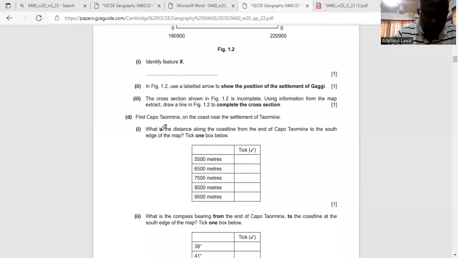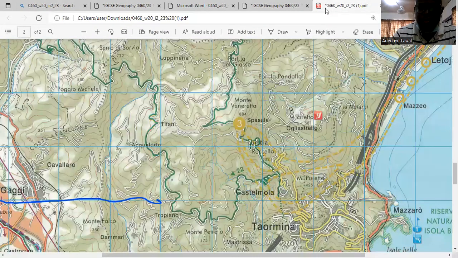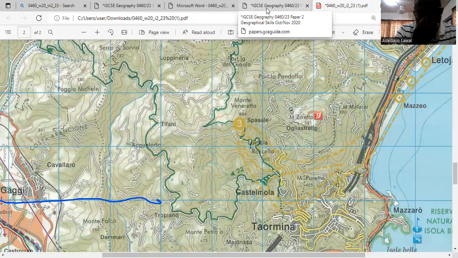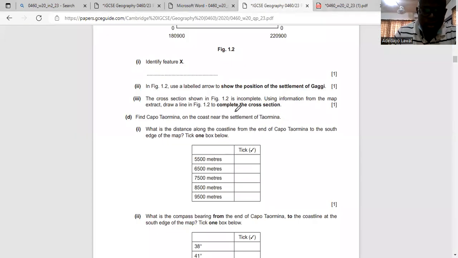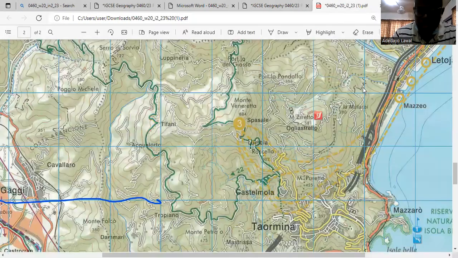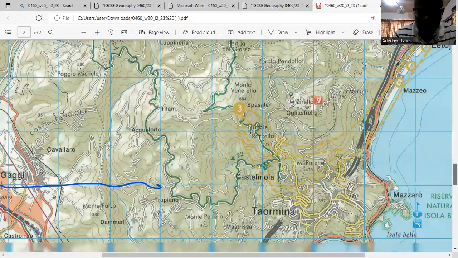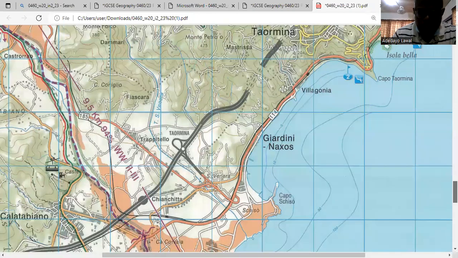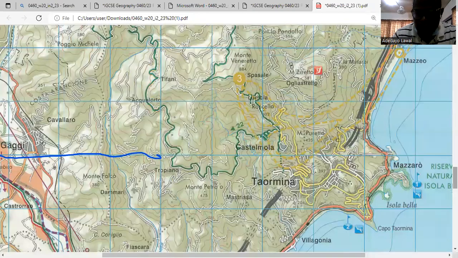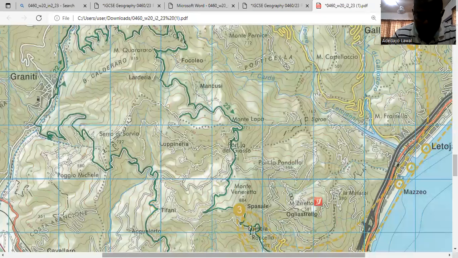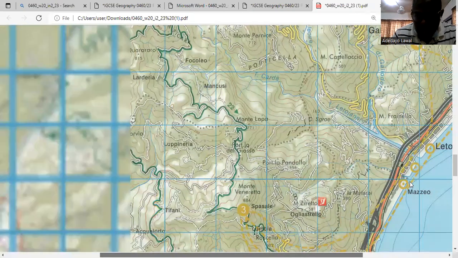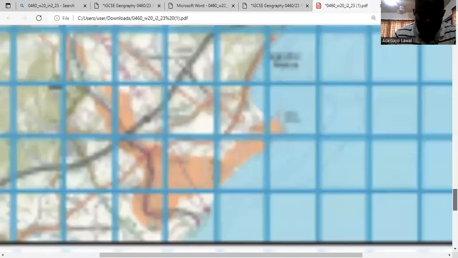Now, what is the distance along the coastline from the end of Capo Terminal to the south edge? Now, how would you do this? You just have to measure. This is where you need to note the question says along the coastline. So it's not a straight line distance. It's an irregular distance. So you need a thread to measure it. Where is Capo Terminal? You just have to locate Capo Terminal first. And you now use a thread to measure.